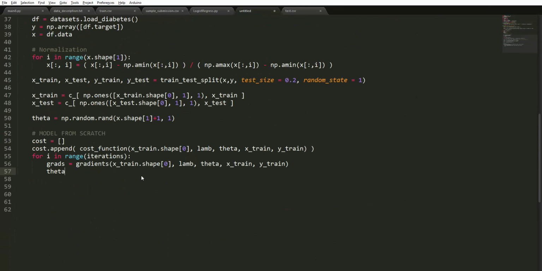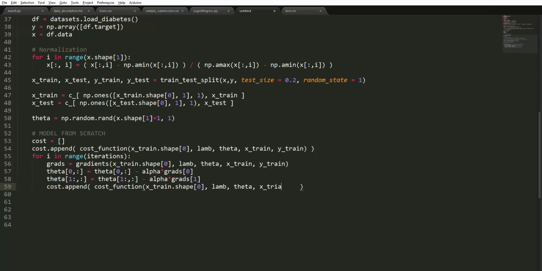So now we're going to update the values of our theta values, and for that we're just going to be using the alpha learning coefficient that we have seen before, and we're going to append the result in order to check that our model is learning over time.